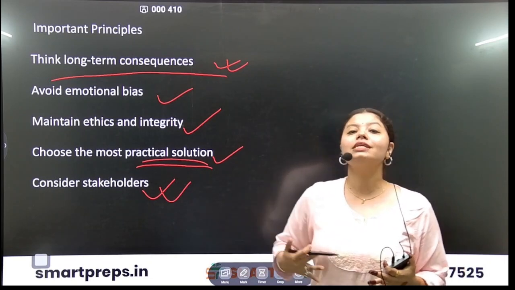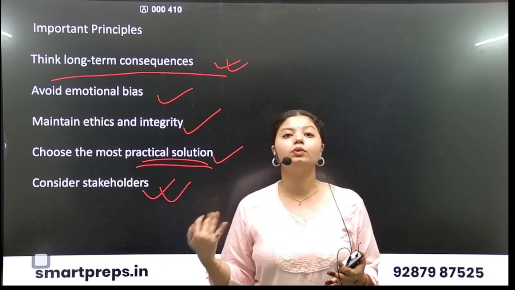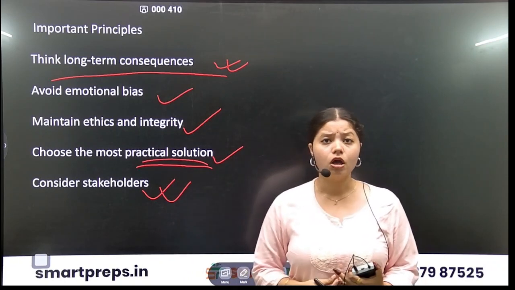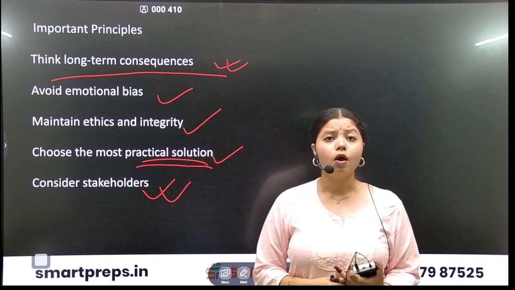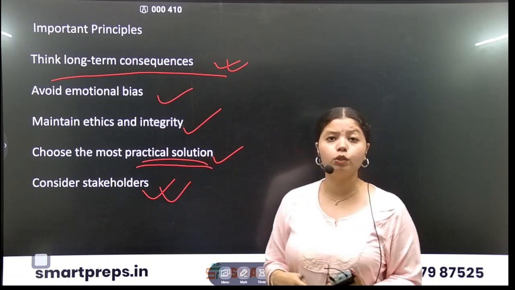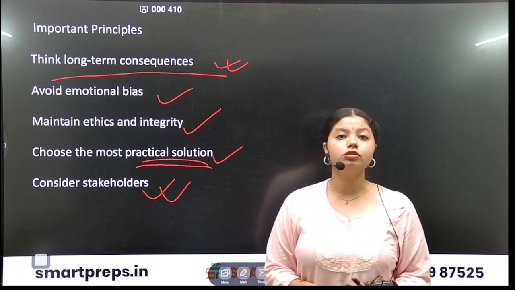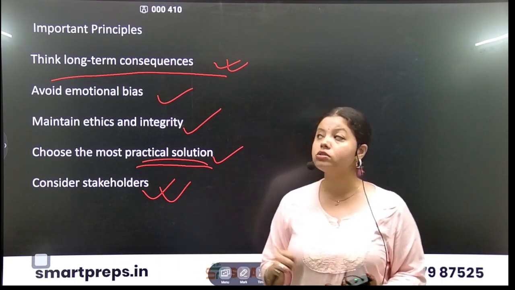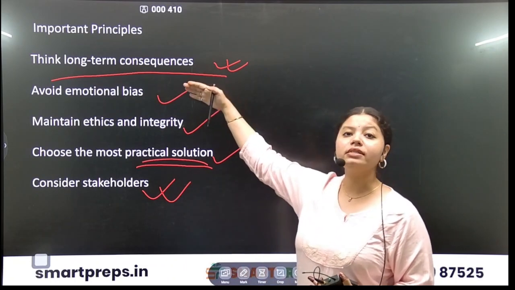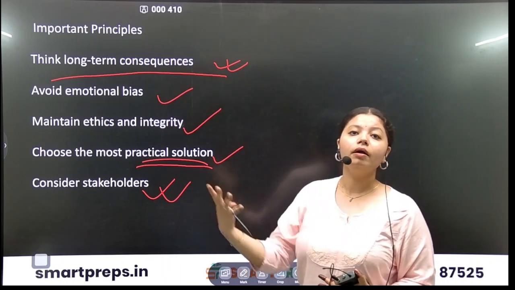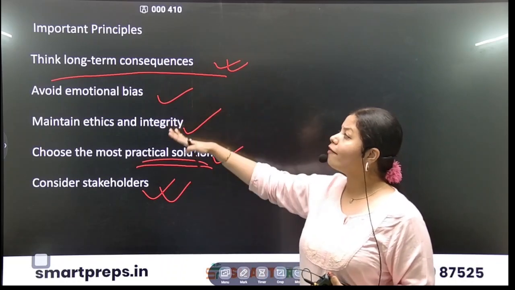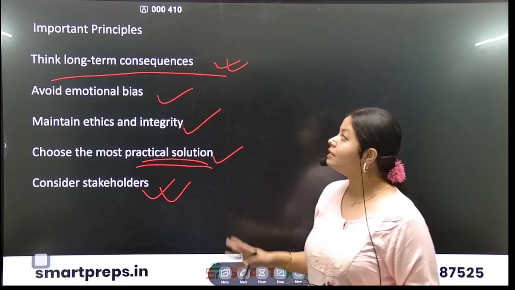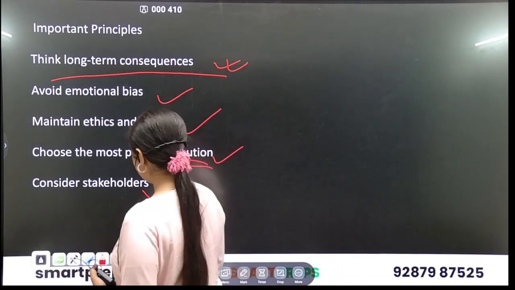You have to discuss with the other people surrounding that particular situation. Will it impact the other stakeholders if this is my decision? Will my decision be practical, the most practical solution, and an ethical decision? Do I have a strategic decision with long-term vision or not? Will these consequences not impact the general people? All these things you have to keep in mind, all these important principles before you take a decision. Clear? So these are the important principles regarding decision making.